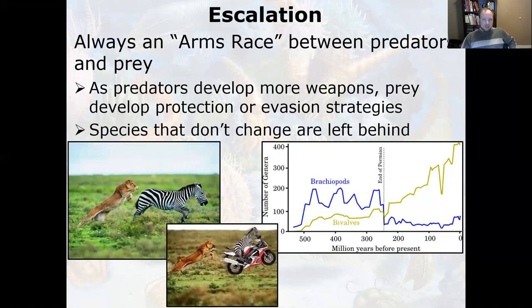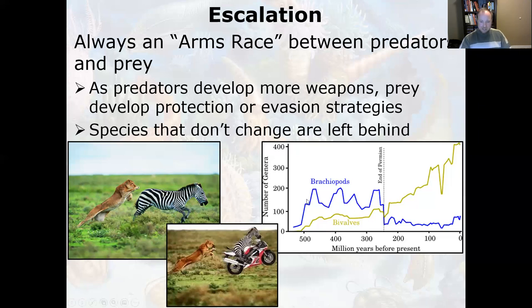Predators get better, they get more specialized, they've got all these new weapons. The prey have to develop responses as well. And again, it doesn't necessarily mean that they get hardier, they might just get faster or develop better ways of hiding. So camouflaging, things like that becomes more important in this arms race. And so one of the things that we talked about on the last slide is habitat changes.